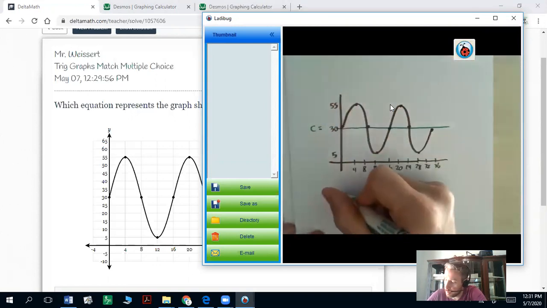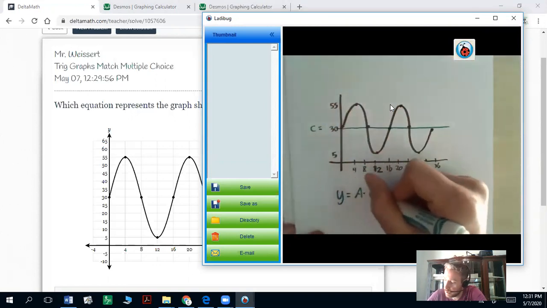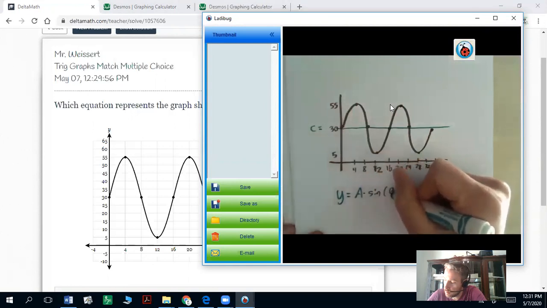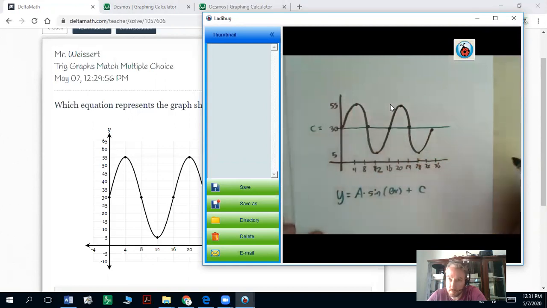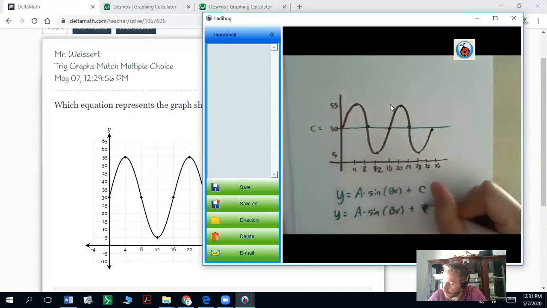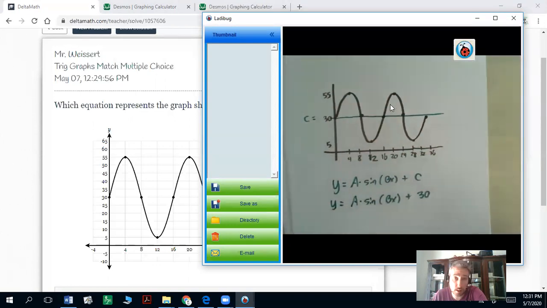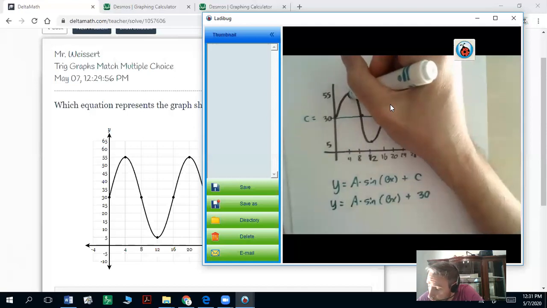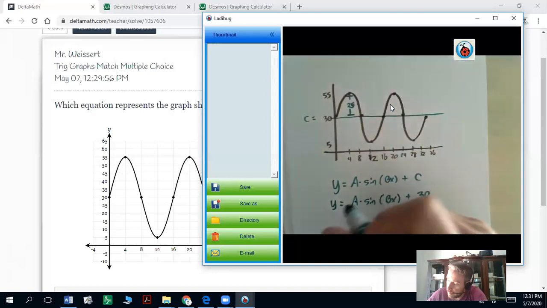So I know that it's going to be y equals a times sine bx plus c. I know that c is going to be 30, so y equals a times sine bx plus 30. The next thing I want to look for is the amplitude. So this distance here from 30 to 55 is 25. So my a value is going to be 25.